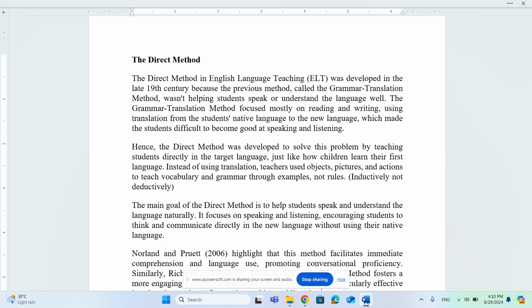But the grammar translation method was mostly focused on reading and writing. In the grammar translation method, while teaching the language, teachers used the students' native language also, and they used to translate the text into the native language of the students also. So the direct method was developed to solve this problem created by the grammar translation method, by teaching students directly in the target language.